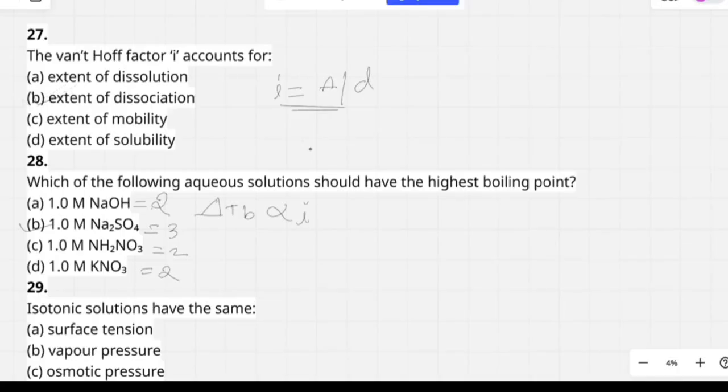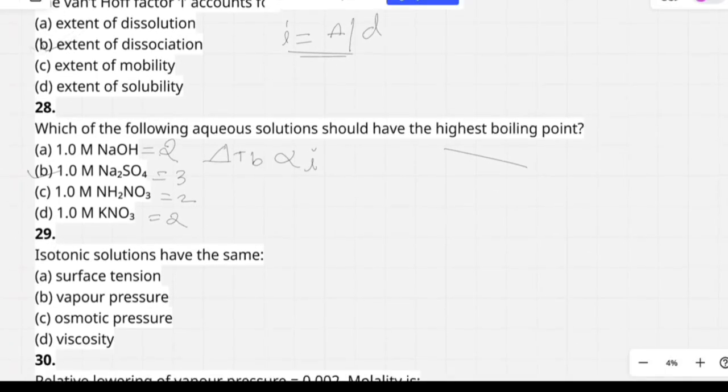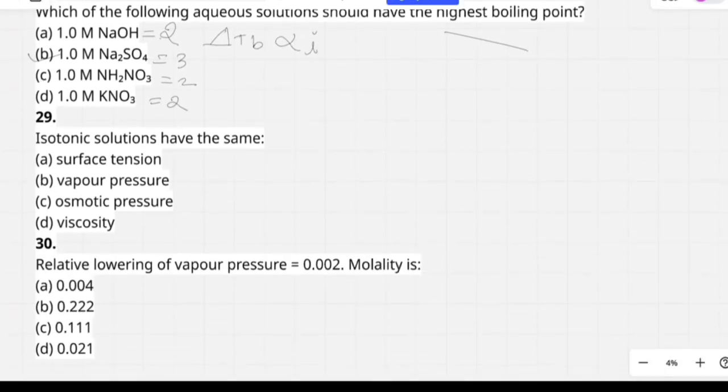Very simple. Here you have to calculate i. The higher the value of van't Hoff factor i, ΔTb is more. ΔTb is more means it has the highest boiling point. So option B is correct. Then I move to question number 29.